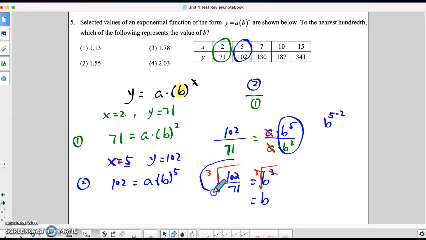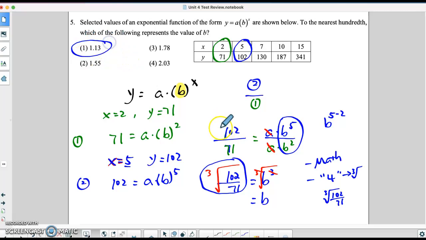Okay, for this part, you're going to enter it into your calculator. There's a button called math on your calculator. You press math and you press 4. The key 4 at the bottom is for the cube root. And you just enter the whole fraction, cube root of 102 divided by 71, and you should be getting something like 1.12 something. You round it to the hundredths, and that is our first choice.